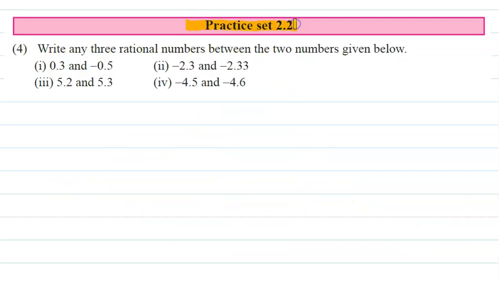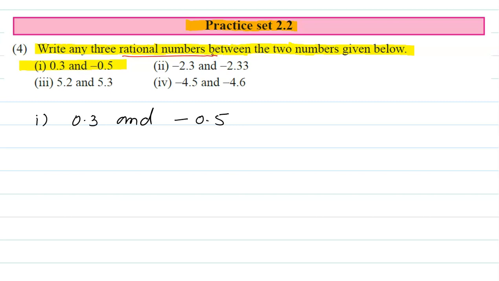Now look at the fourth sub question from practice set 2.2. Write any three rational numbers between the two numbers given below. Within it, the first sub question we have 0.3 and minus 0.5. So for writing the rationals between the given decimals, try to convert the given decimals into rational form. Now 0.3 we have, after one place there is a decimal, so we are getting 3 divided by 10, and minus 0.5, after one place there is a decimal, so we are getting 5 divided by 10.